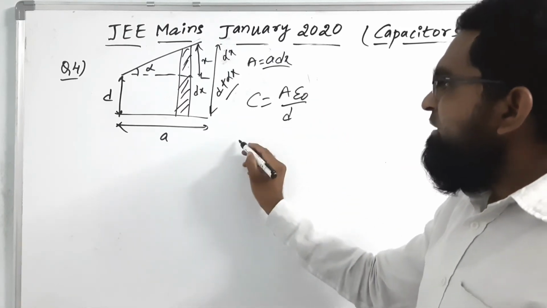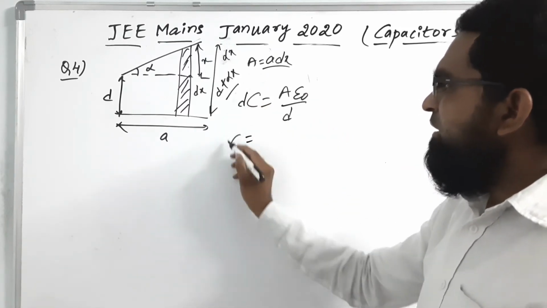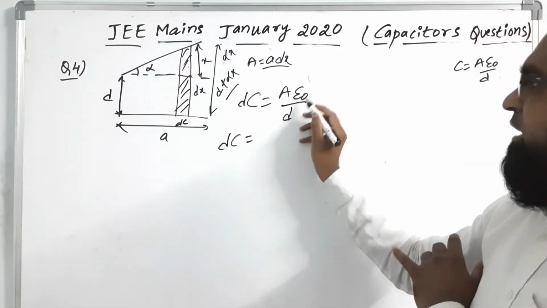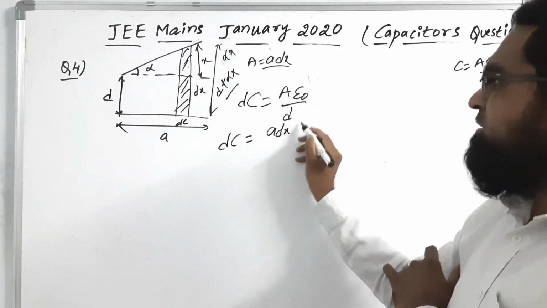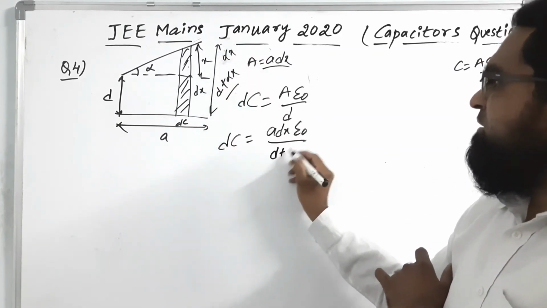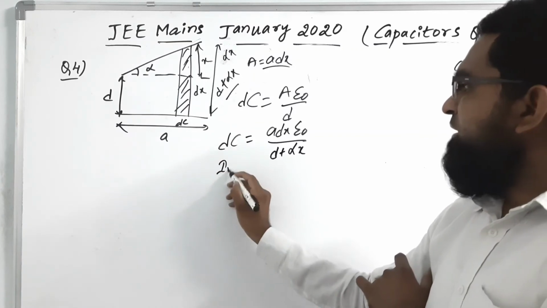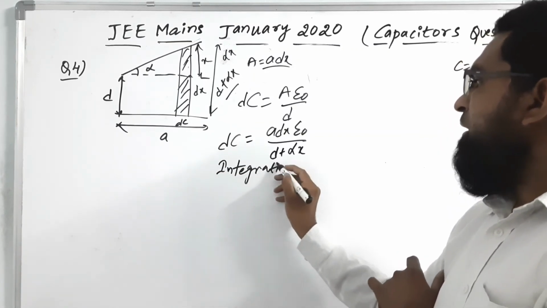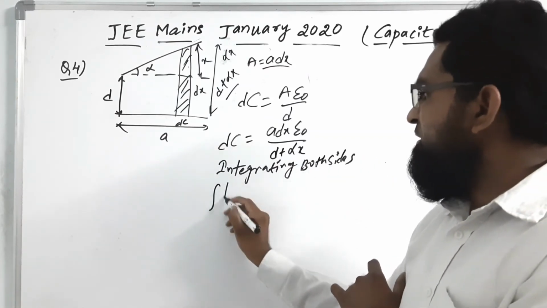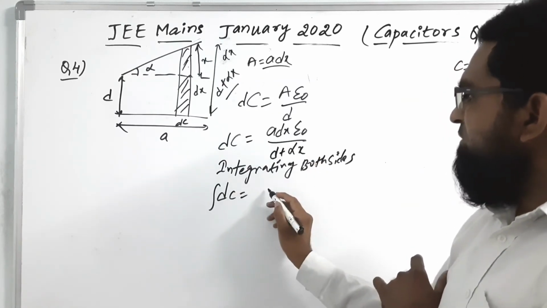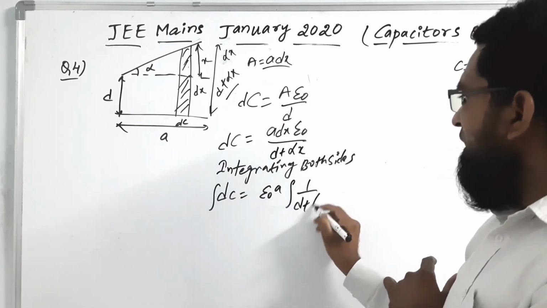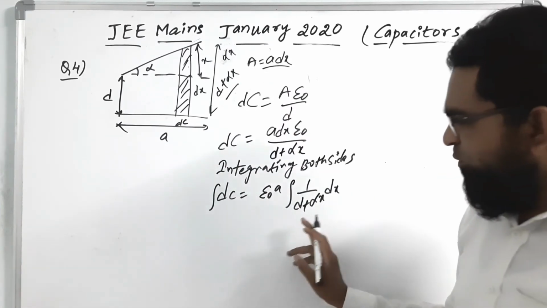So here, this is the small part of the capacitance, dC is the small element. dC is equal to A epsilon naught by D, where A is A into dx, epsilon naught by D, and D is the total distance D plus alpha x. Now integrating both sides: the integral of dC, and the integral of the constant epsilon naught A times 1 by D plus alpha x into dx. I hope you understood this time.